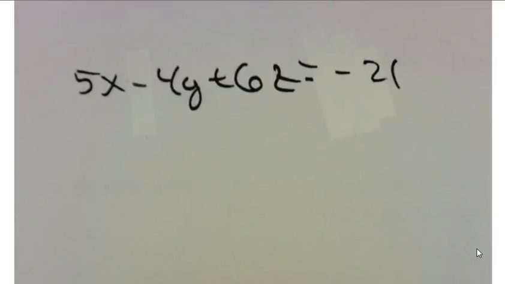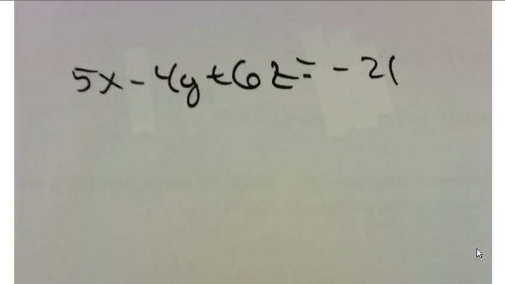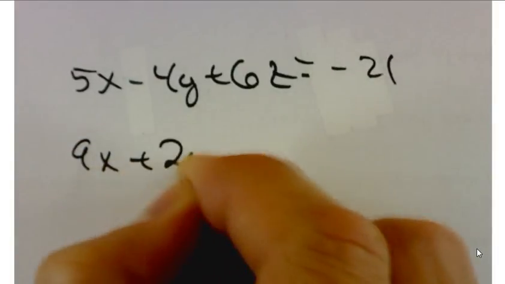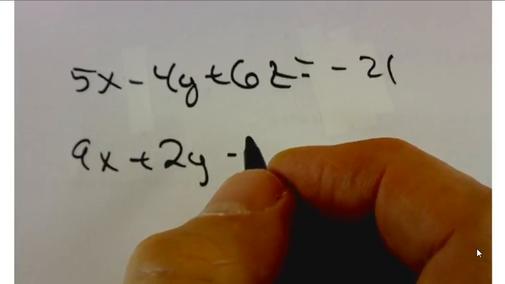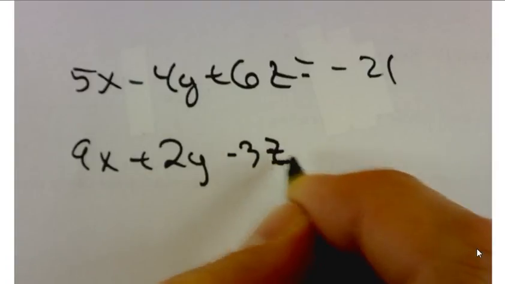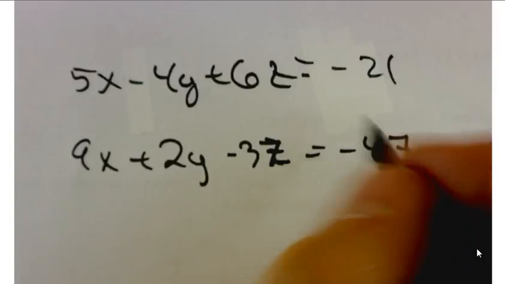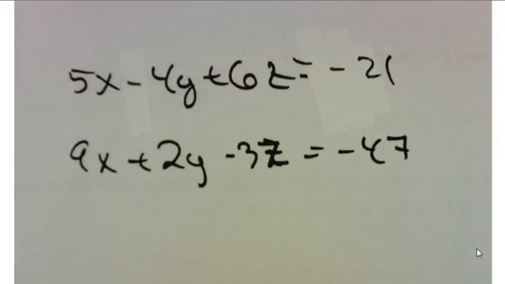So you're just going to rewrite it. So 5x minus 4y plus 6z equals negative 21. Then what else? 9x plus 2y minus 3z equals negative 47. And last but not least, 3x plus y equals negative 19.